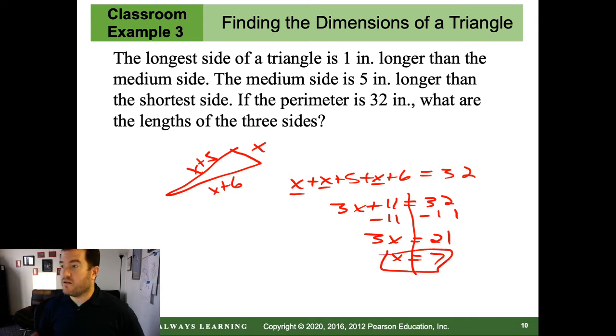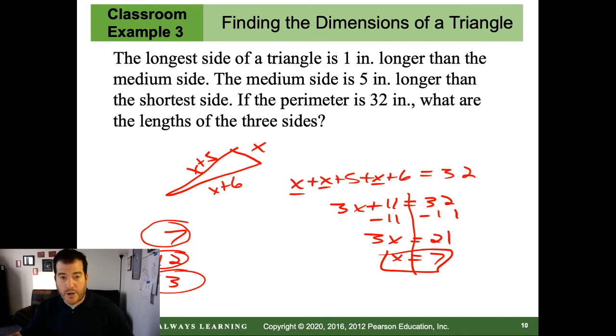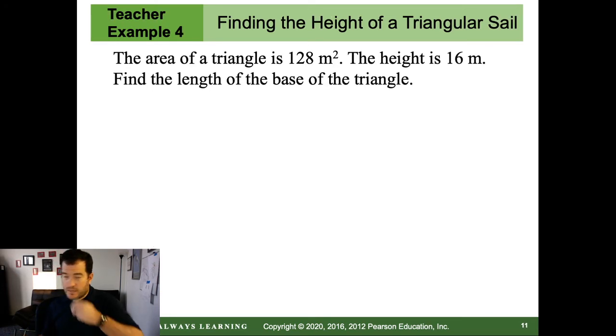So again, the 3 sides. For Pearson, you're going to have to put 7, 5 longer than that, which is 12, and just 1 longer than that, which is 13. And we're good to go. Okay. So let me get through this. Okay. This one's kind of a quick one.